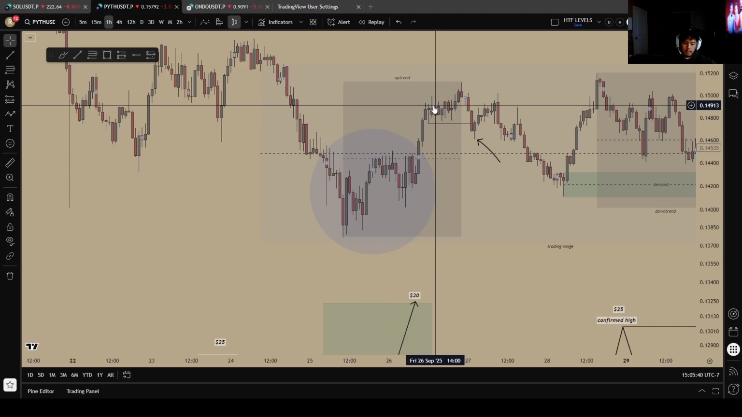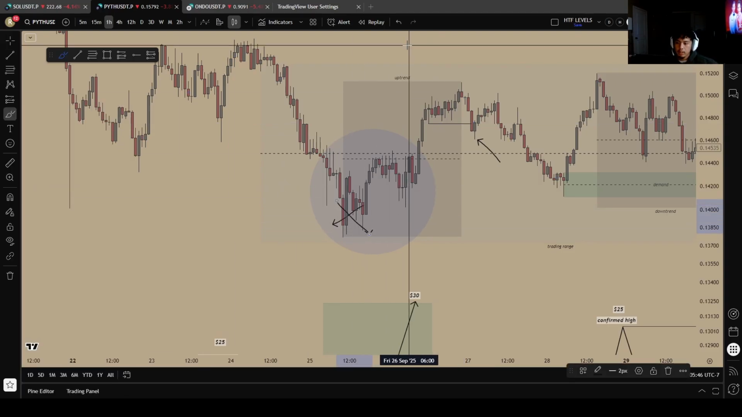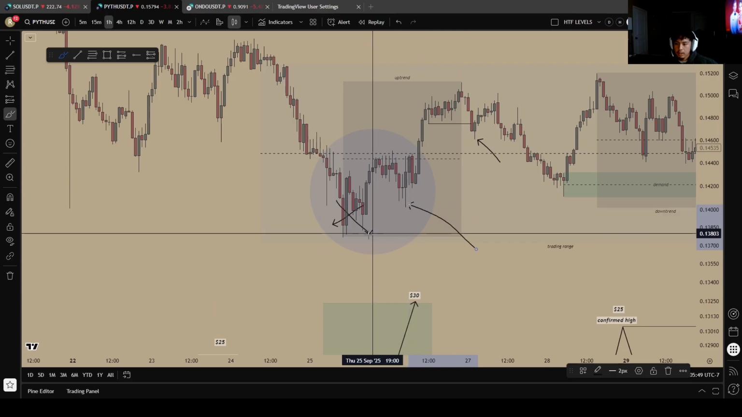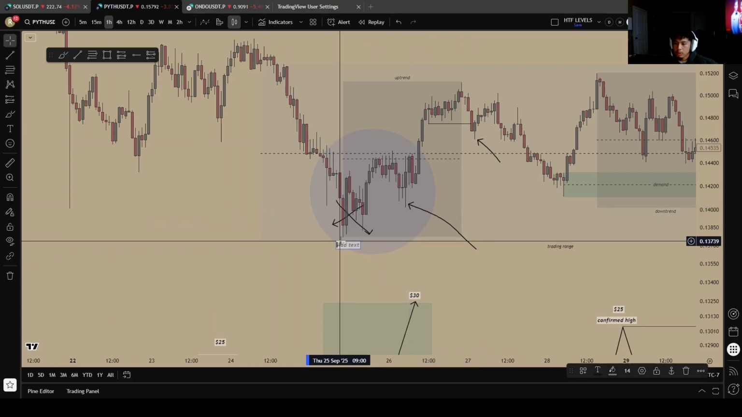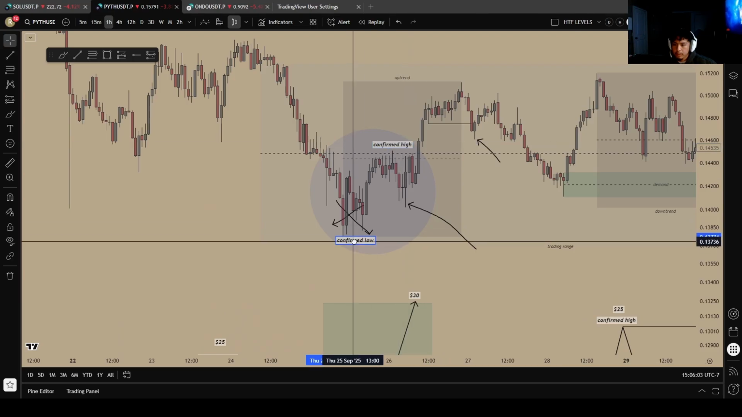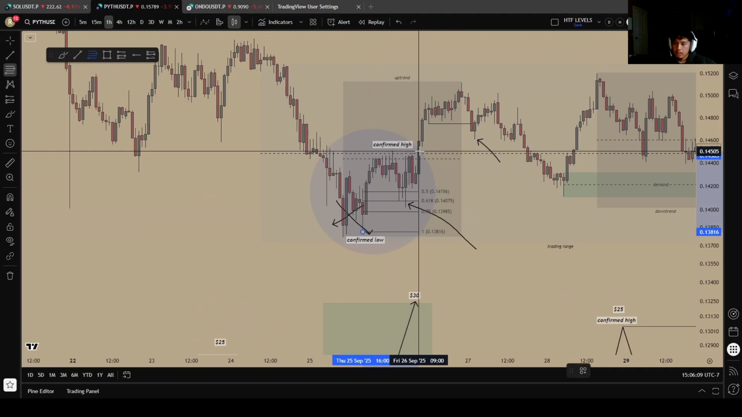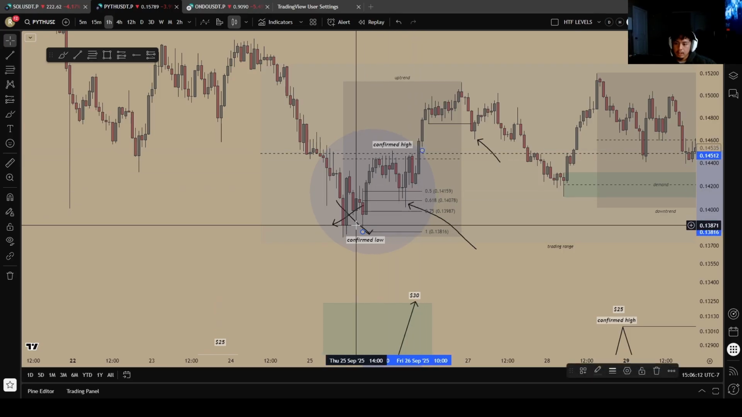So how do you take this entry? Your goal is not to buy right here, okay? Your goal is to buy here. So what we're doing is identifying a confirmed low and a confirmed high right here. This would be our confirmed high, okay? Confirm low, confirm high. And what we could do is use a Fibonacci retracement from this low to this high, and what that does is it gives us a discount zone.